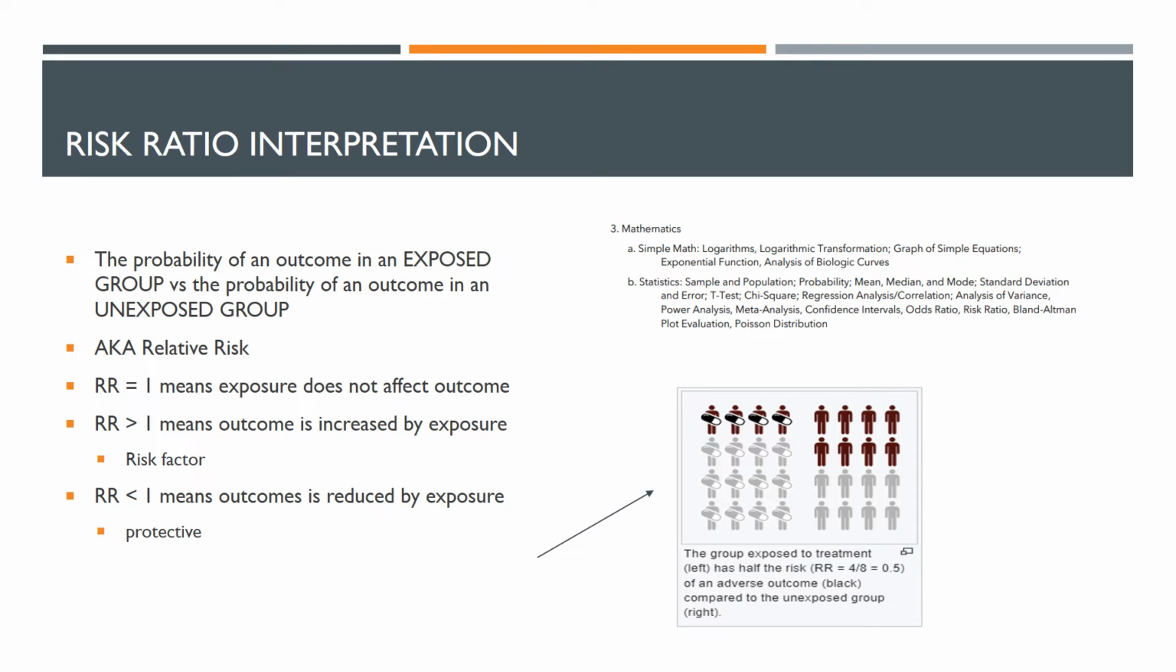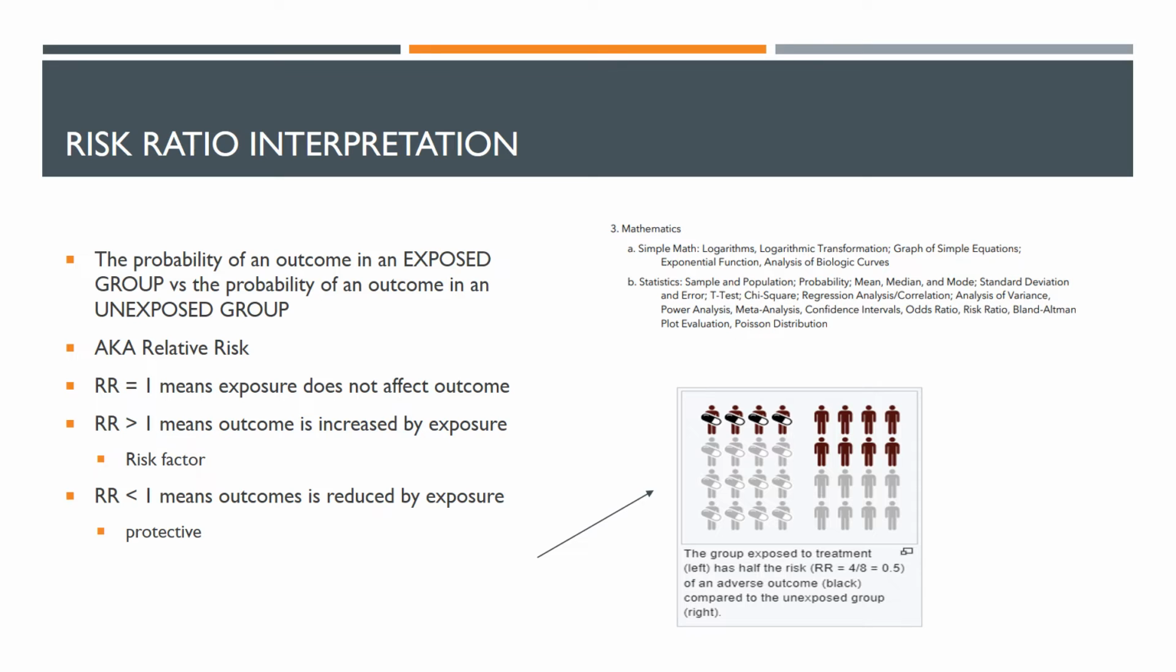Our next keyword here is risk ratio interpretation. Every ABA test will have some sort of question related to statistics, and this year's topic was risk ratio. What risk ratio describes is the probability of an outcome in an exposed group versus the probability of the same outcome in an unexposed group.